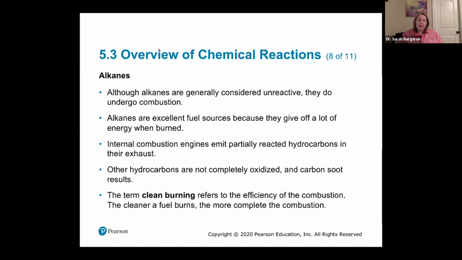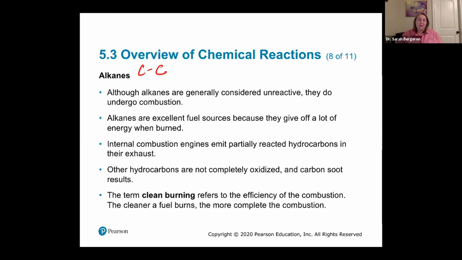So when we look at our organic chemical reactions, we're going to look at some of our functional groups, right? So we talked about alkanes. Remember, alkanes are carbon-carbon single bond molecules. So because they have those single bonds, we generally call them unreactive, but they do undergo combustion. So if we combust an alkane, usually there's a lot of energy stored in those bonds, and they give off that energy when they're burned. And so we use them in our cars. It's in gasoline, so we use it.